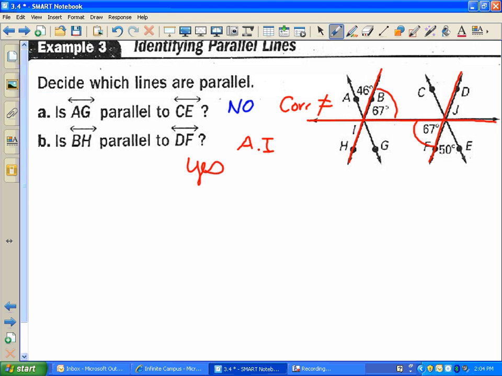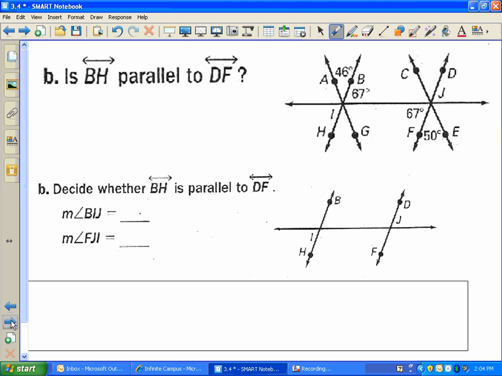BH and line DF. So you look at that whole line and the transversal. I don't get it, because B's up here and H is right here. BH is the line. The line BH. Well, see, there wasn't enough information over here, so that 50, you don't know what this is. All right, so that's the next one.